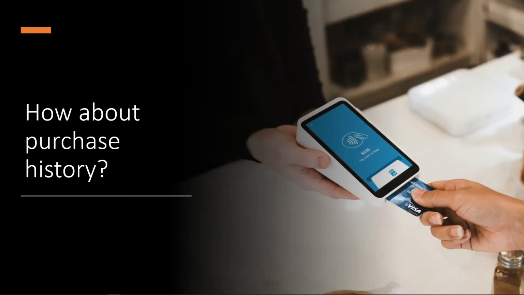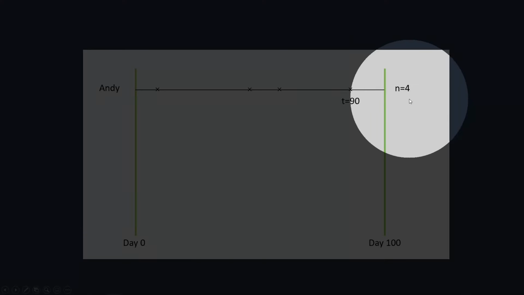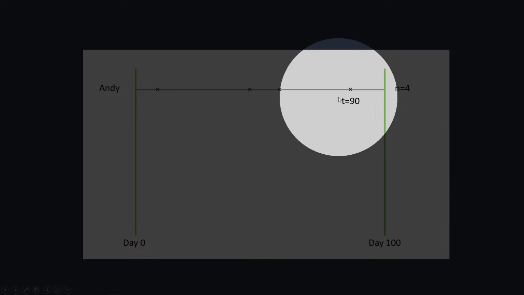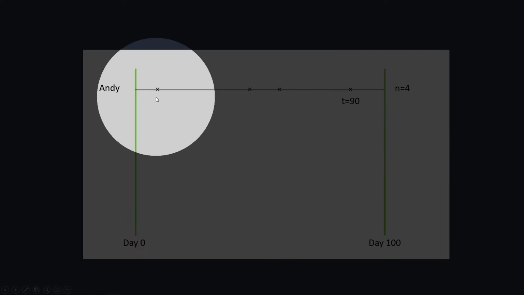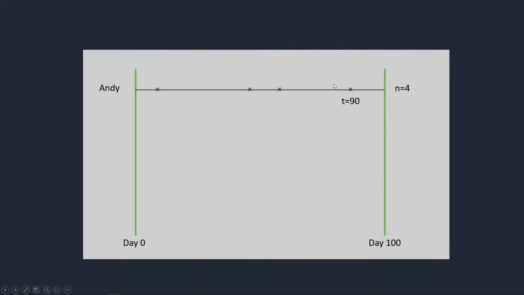First, a quick example. Let's say I'm tracking consumers' purchasing activity at my retail business. And I'm looking at a time window from day 0, the beginning, to day 100, the end of the tracking period. And throughout this period, I can observe a user's purchase history. So let's say Andy. Andy has purchased 4 times over this 100 days. And his last purchase was on day 90. And his purchase events were somewhat spread out throughout this period of time.